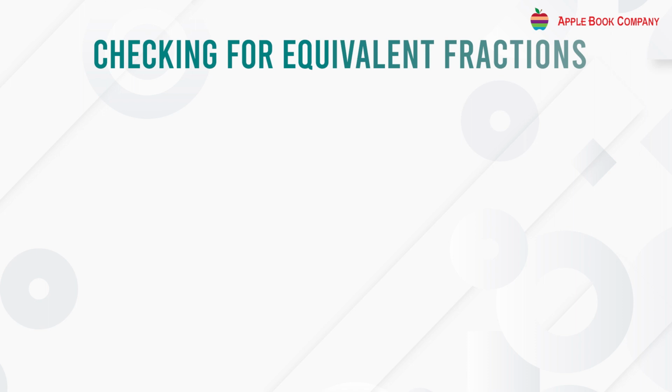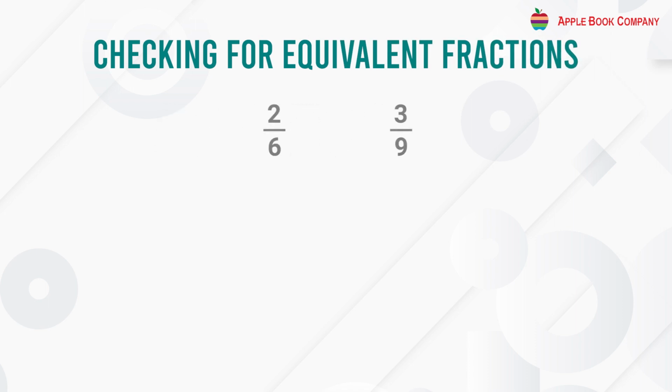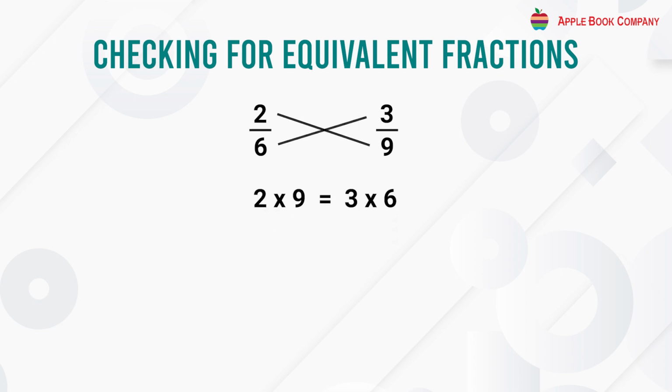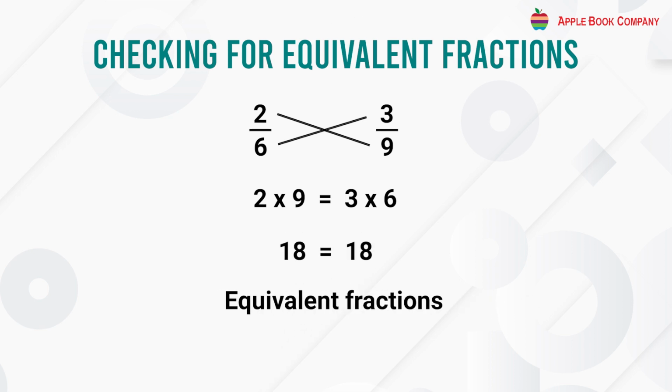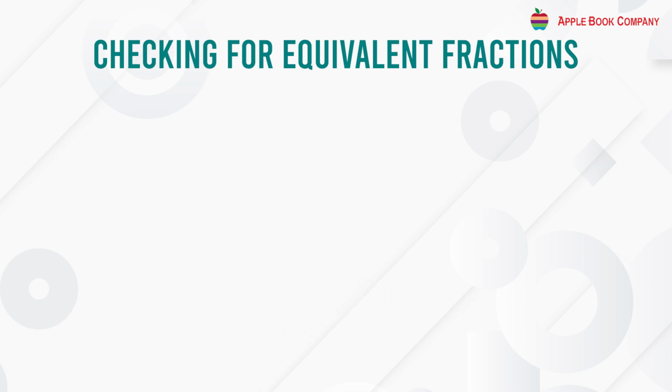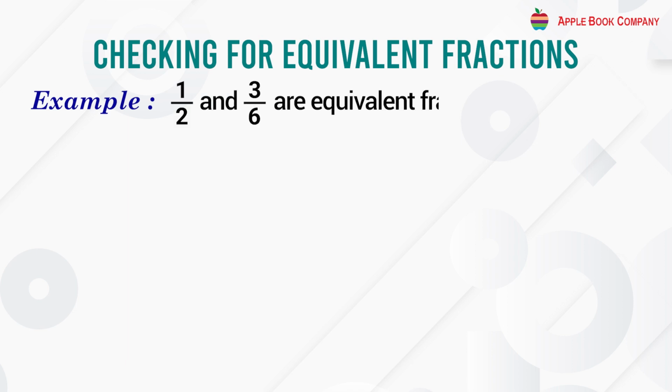Now let's see checking for equivalent fractions. To check whether two fractions are equivalent or not, we cross multiply them. If we get the same answer, then the fractions are equivalent fractions. Let's see an example. Check whether 1 by 2 and 3 by 6 are equivalent fractions.